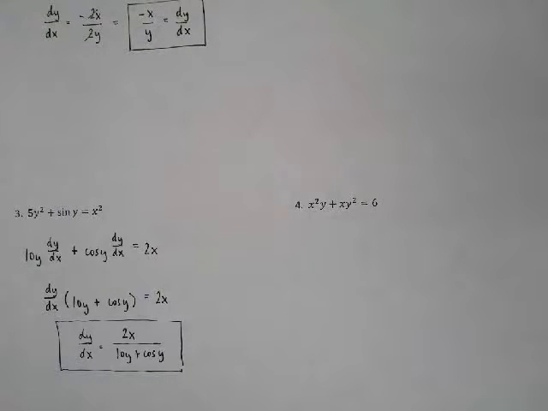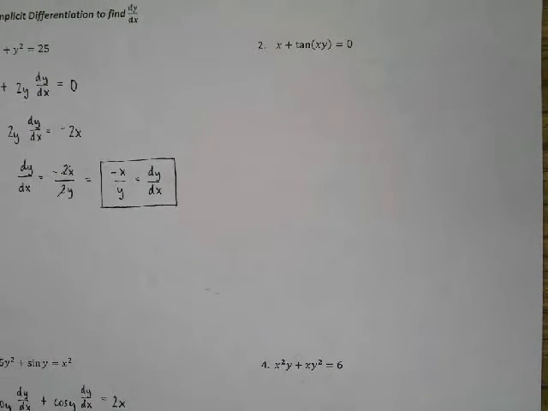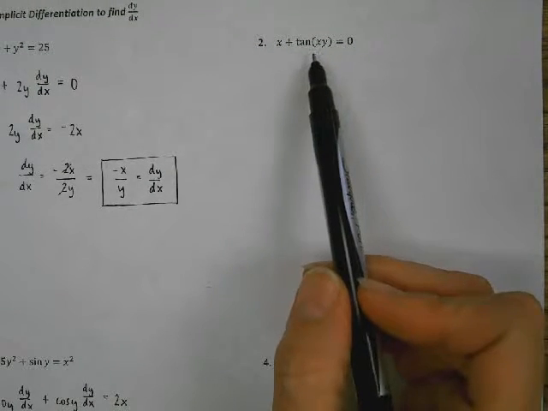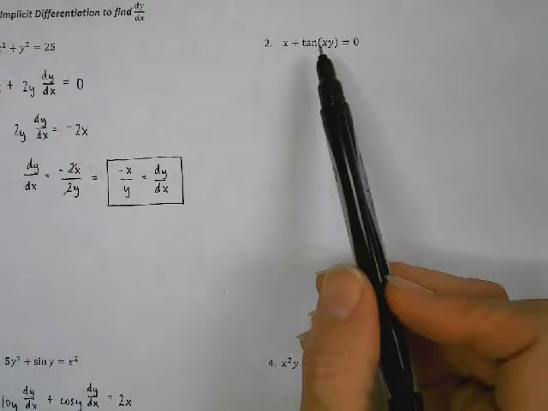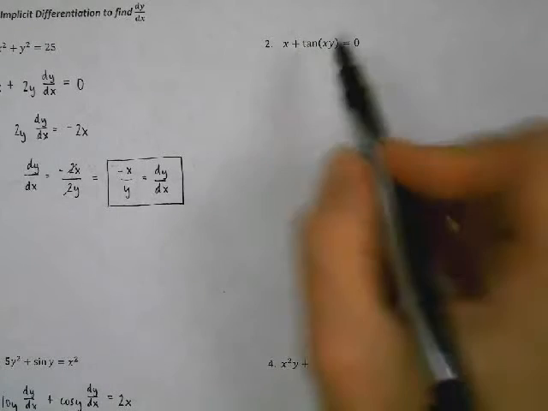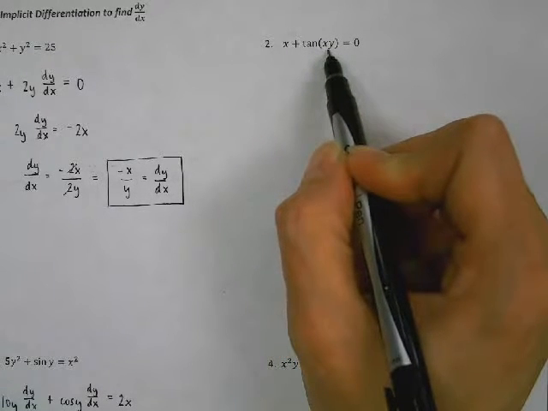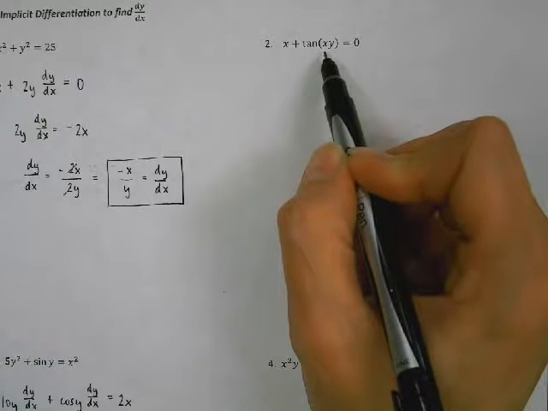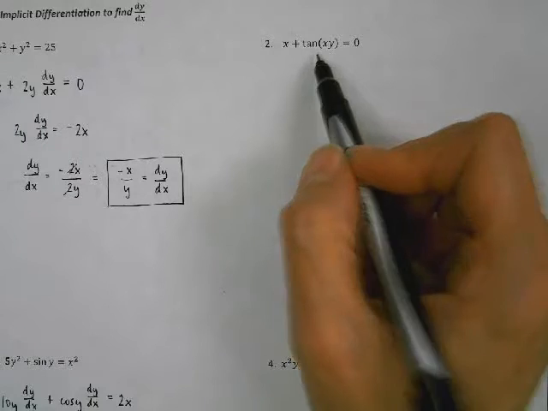All right, let's jump back up to 2 now. And so when I look at this problem, I notice a couple of things. First of all, I notice that it's not set equal, y is not isolated by itself, so I know I'm going to have implicit differentiation. I'm also noticing that because the argument of tangent isn't just x, it's got a y in there, I'm going to have chain rule involved in this problem as well.